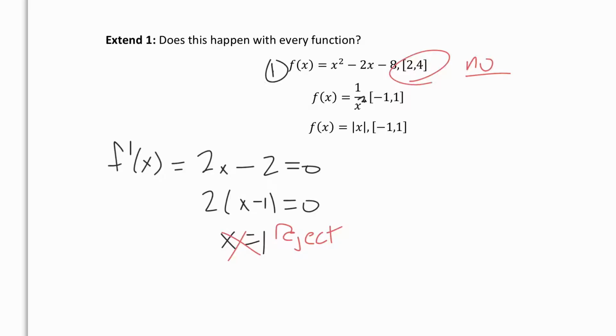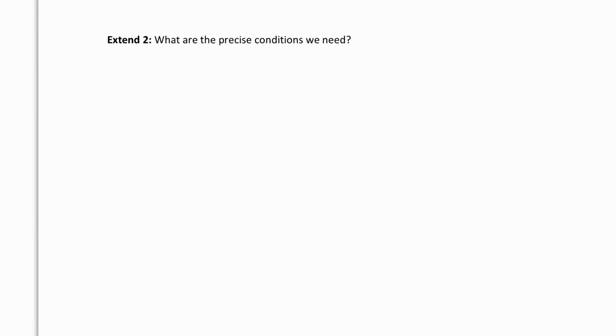It doesn't seem like this is a universal property. Clearly there are some functions where this doesn't happen. So what's the reason? What's going on? Why does it happen in the other ones, and why doesn't it happen in these ones? And in particular, we need to look at, and I'll show you that first function, something happening at the end points of the function. So what are the precise conditions?